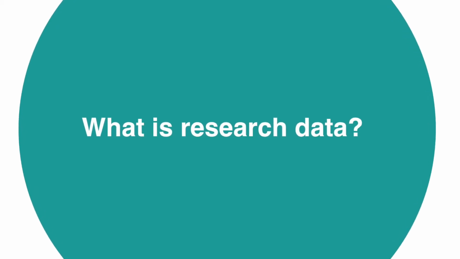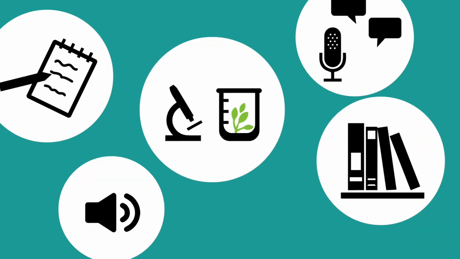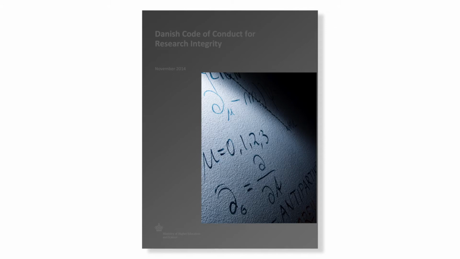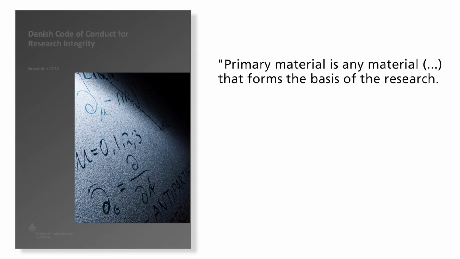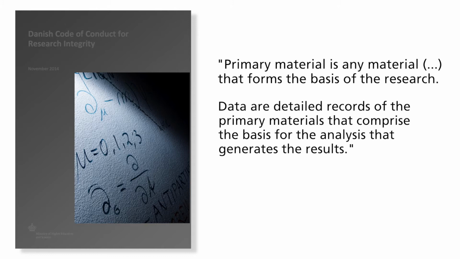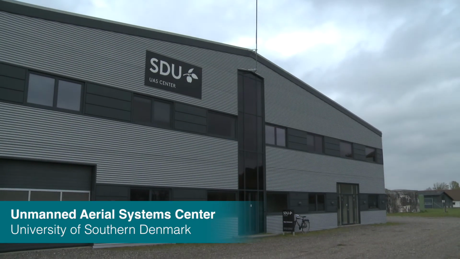But what is research data? Research data can have many forms, and the definition varies greatly across disciplines. The Danish Code of Conduct for Research Integrity gives the following definition. Primary material is any material that forms the basis of the research. Data are detailed records of the primary materials that comprise the basis for the analysis that generates the results. Let's have a look at some examples of research data.